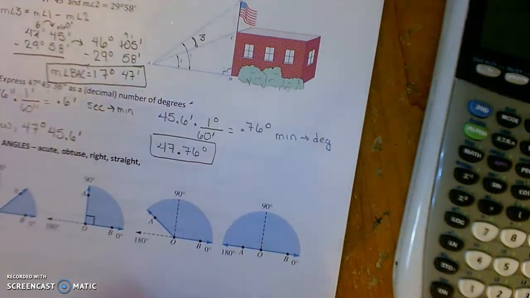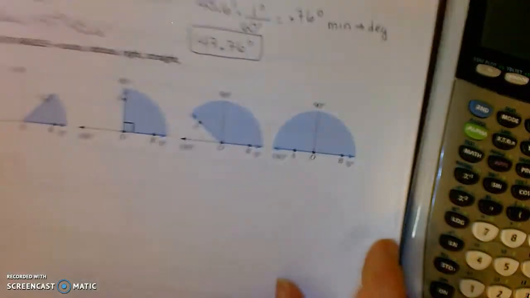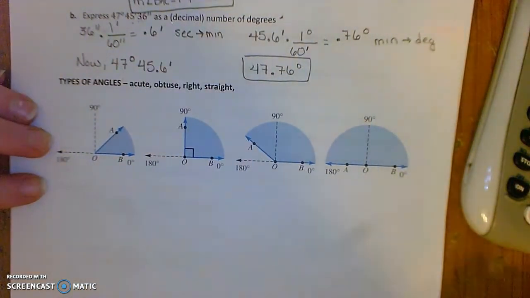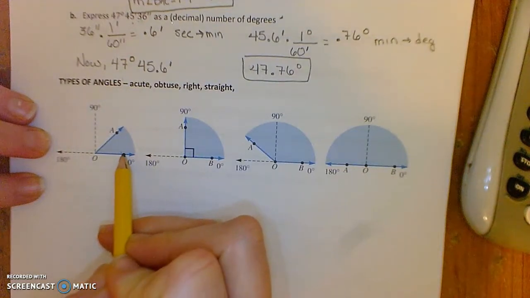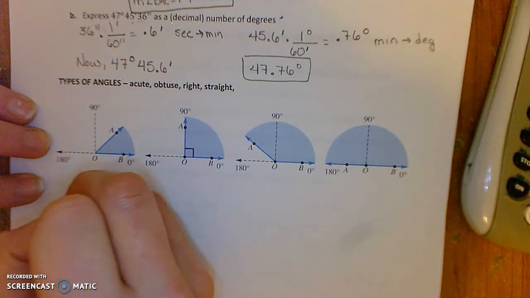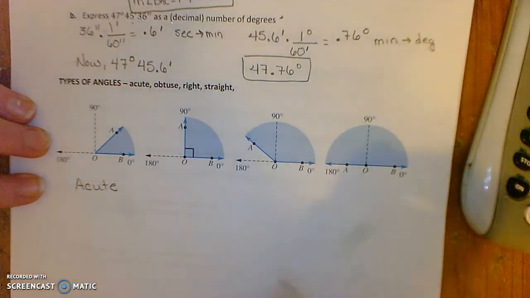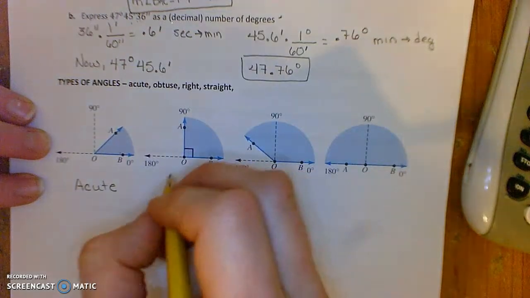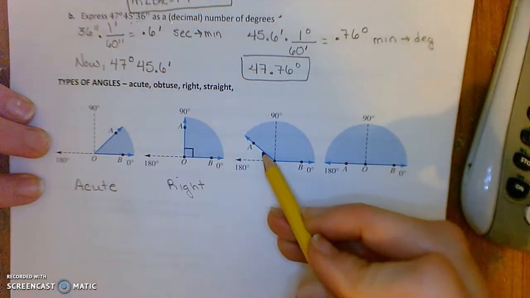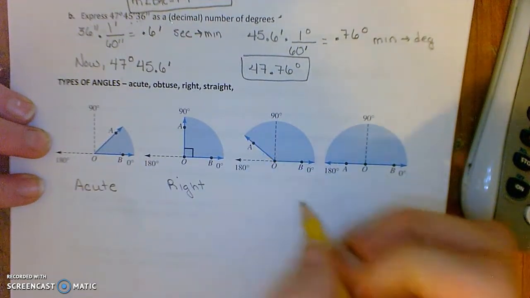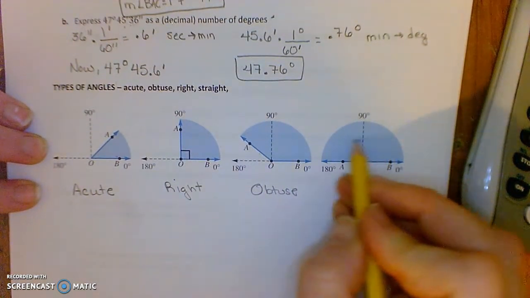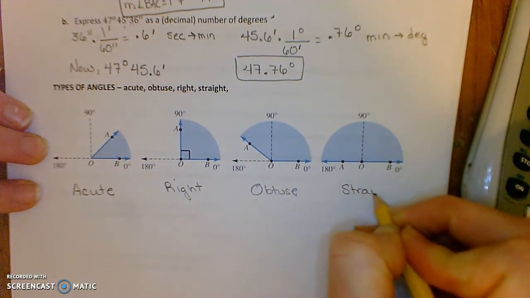All right, so these are working with these new types of measurements. Now let's talk about different types of angles that we'll see. If you have an angle that is between 0 and 90 degrees, so greater than 0, less than 90, we call that an acute angle. It's small, it's acute. An angle that is exactly equal to 90 degrees is called a right angle. An angle that's larger than 90 but still less than 180, you call that obtuse. And an angle that is exactly 180 degrees, you call that a straight angle.